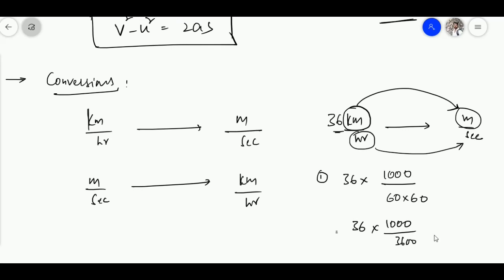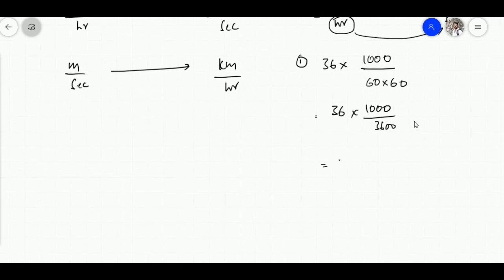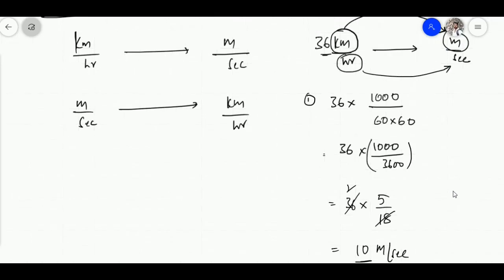So let's continue with the simplification. 36 into, so I can directly cancel 36, 100 times is 3600, but I just want to simplify this part. It will give you 5 by 18. So 10 meter per second is the answer. Whenever you want to convert kilometer per hour into meter per second, you have to multiply by this value.